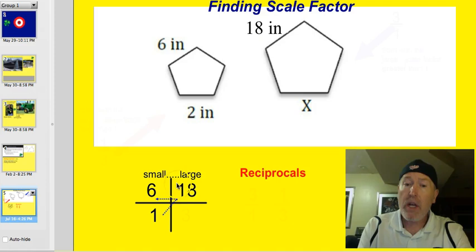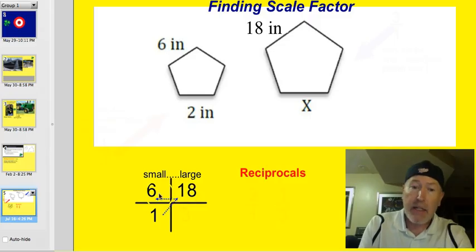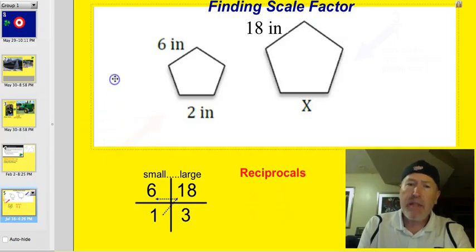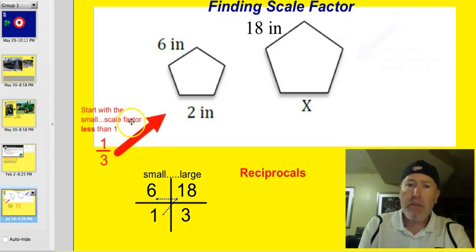Here's the small one, here's the large one. I'm going to throw a unit rate down in here of 1. 6 inches is to 18 inches, like 1 inch is to, multiply diagonally, divide across, you remember how to use the box, is equal to 3. What they're saying is that, starting with the small one, this is 1 to 3, 1/3.